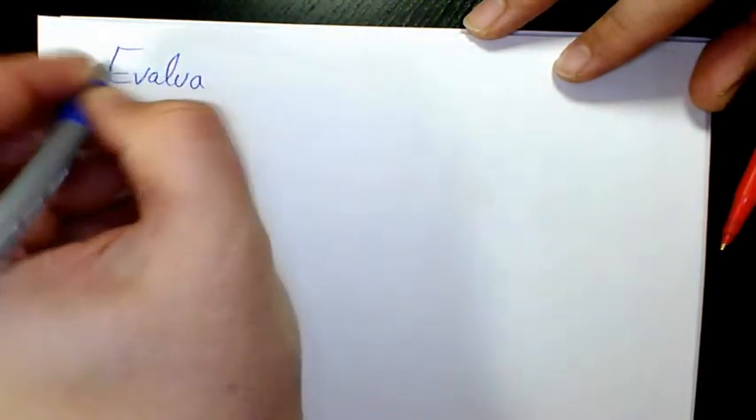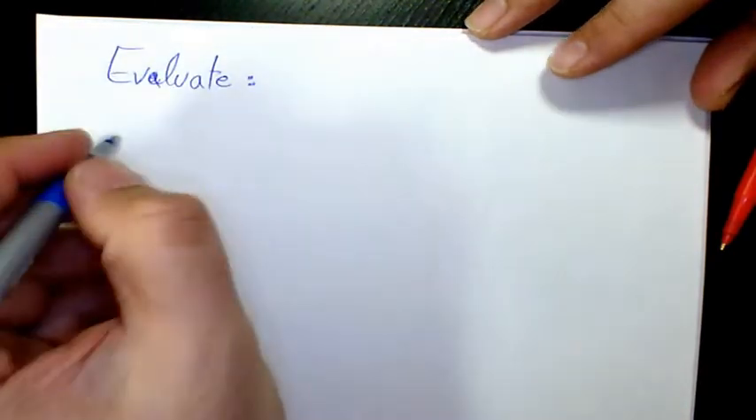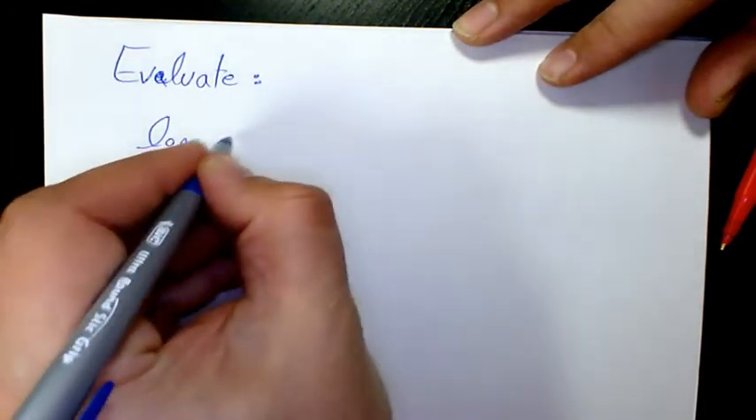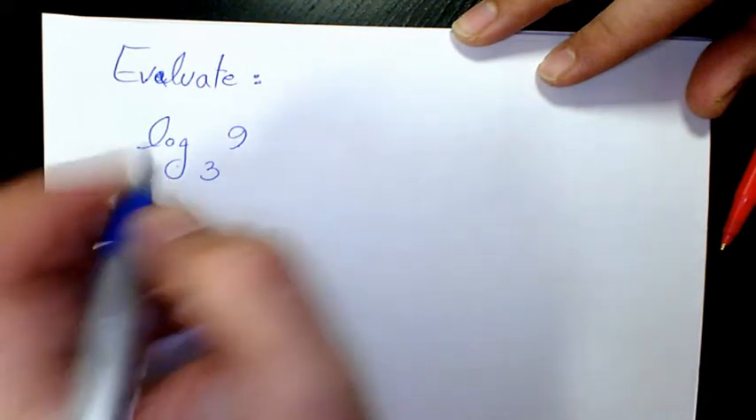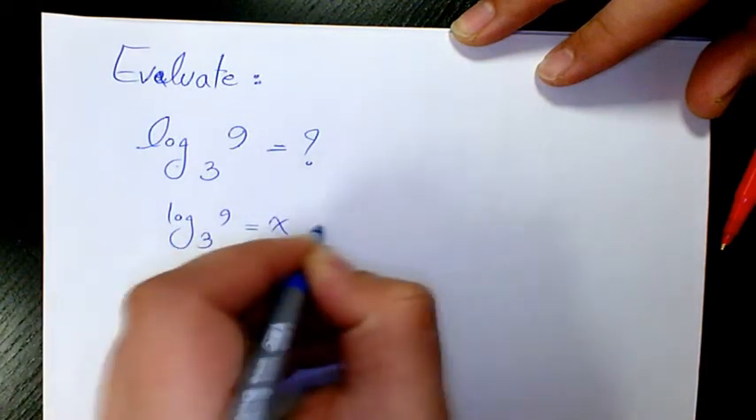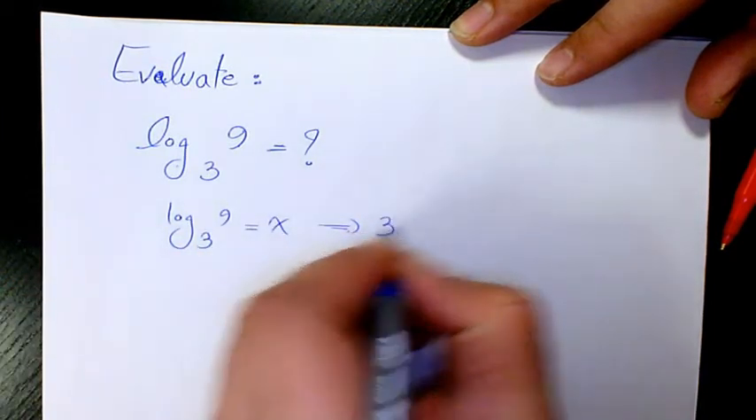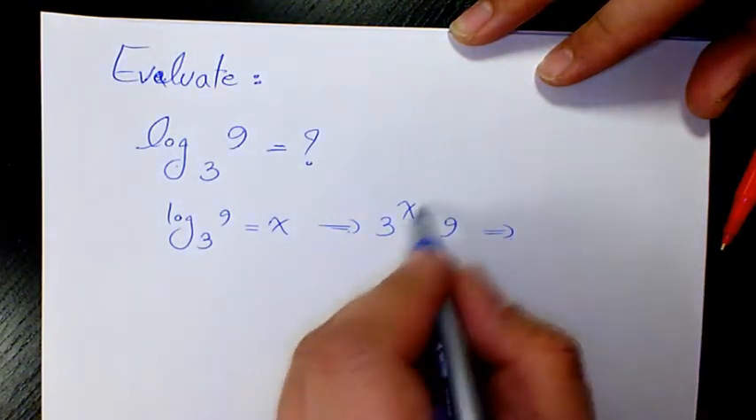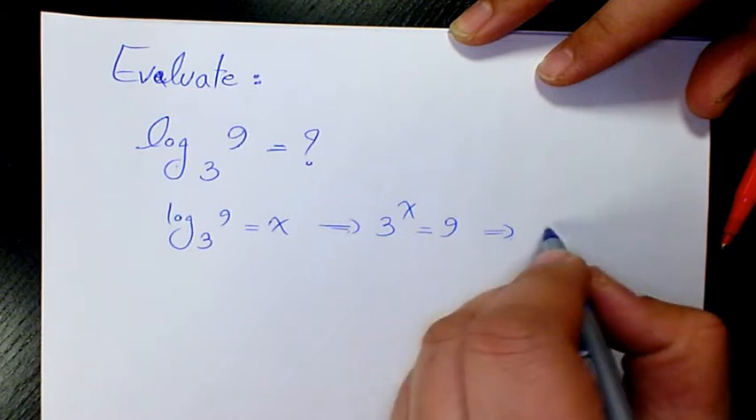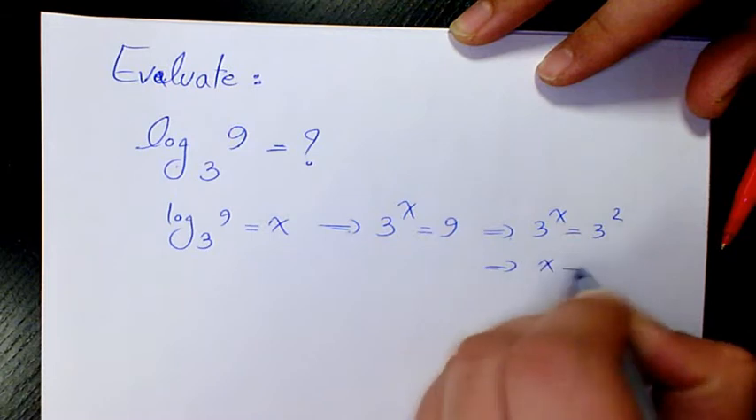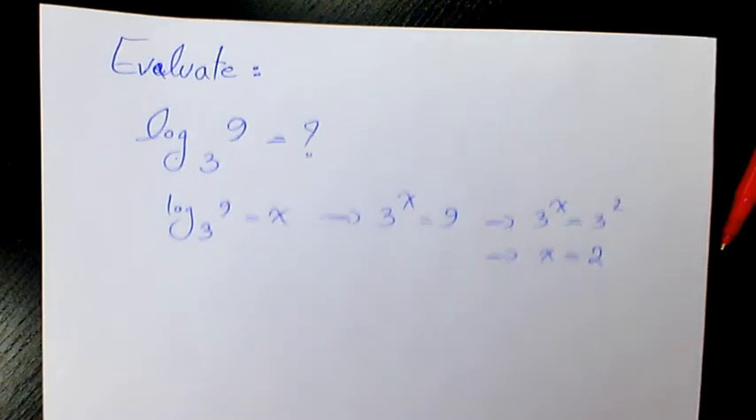Evaluate the following expression. First example is going to be log 9 base 3. And we're going to say log 9 base 3 equals x. So we can say 3 to the power of x is going to be 9. So we know 3 squared is 9. Since 3 to the power of x equals 3 to the power of 2, you're going to say x equals 2.